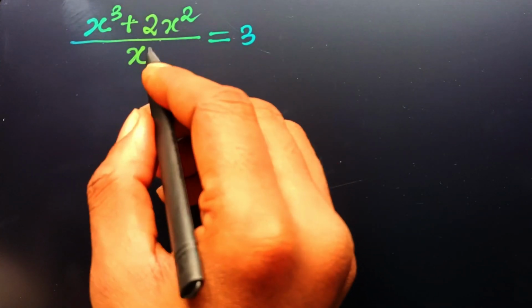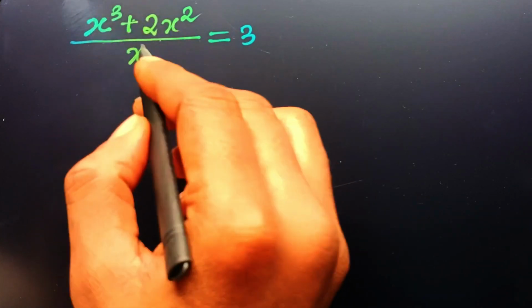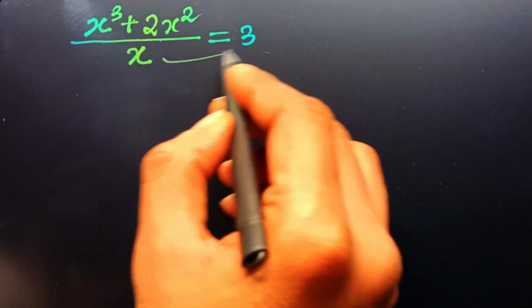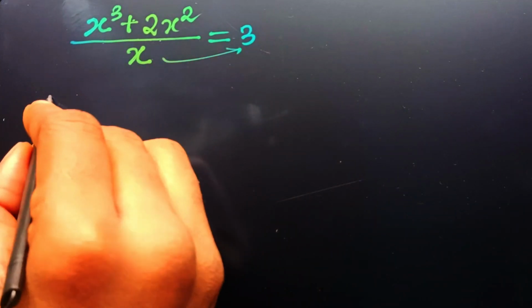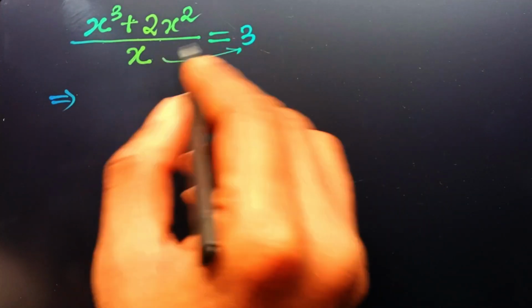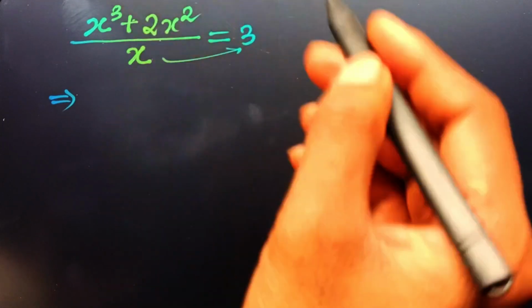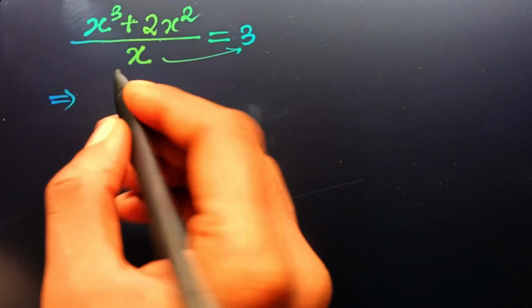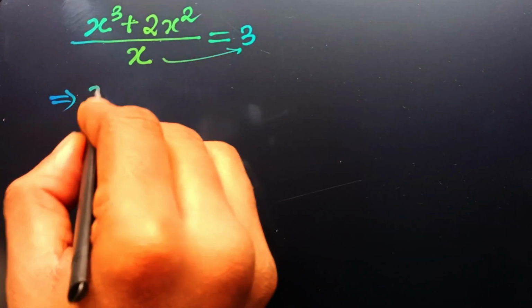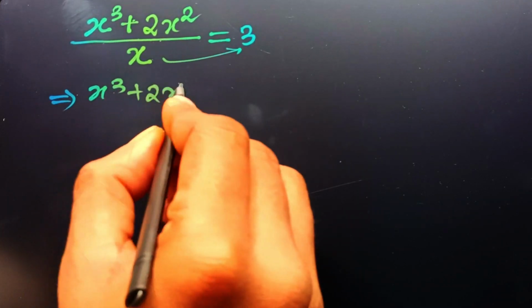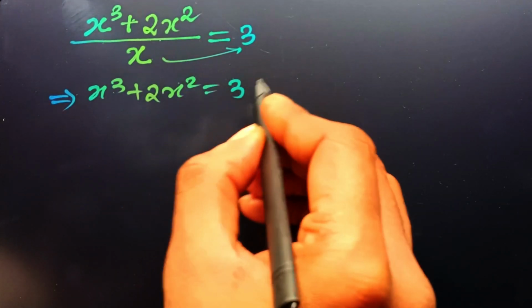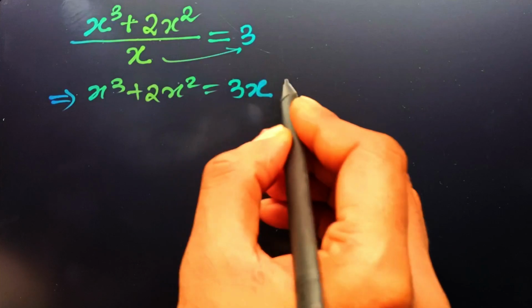So the very first thing we want to do is clear that fraction to make our lives a lot easier. To do that, we take the x that is dividing everything on the left and we move it over to the right-hand side, where it will do the opposite operation, which means it will multiply the 3. So now when we rewrite this, it looks much cleaner: x cubed plus 2x squared is equal to 3 times x, which simply gives us 3x.